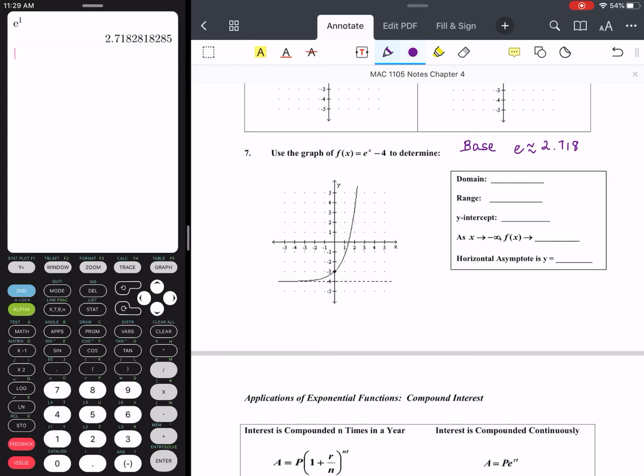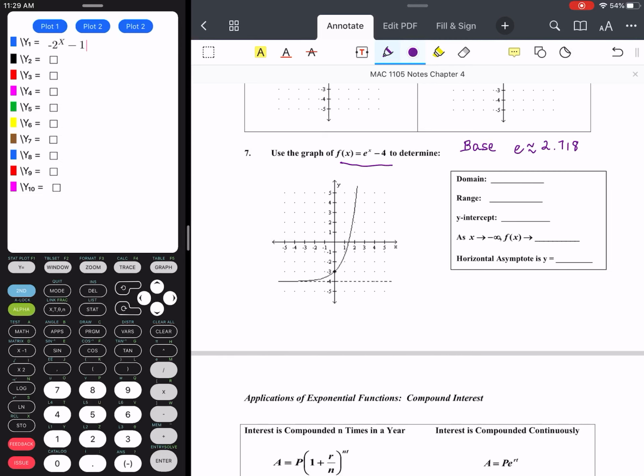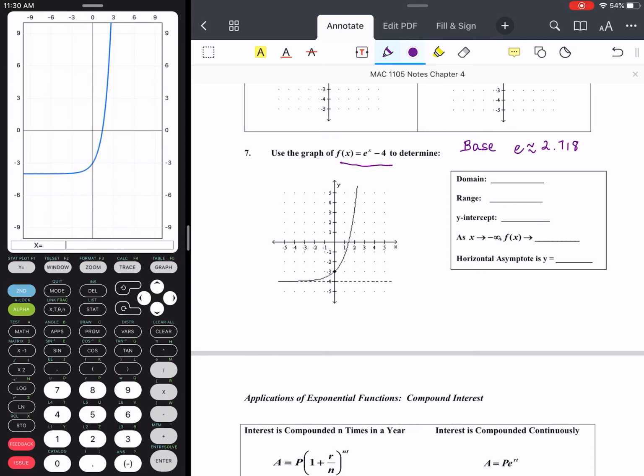All right, so e is a base just like 2 is a base, or 7 is a base, or 3 is a base. E is a number, it's just an irrational number, but it's a number, it's a constant. All right, so if we want to look at the graph of f of x equals e to the x minus 4, I can go into y equals, hit second, and then the ln key to pull e up on my screen, put x up in the exponent, hit my right arrow, and then type my minus 4. And then look at the graph.